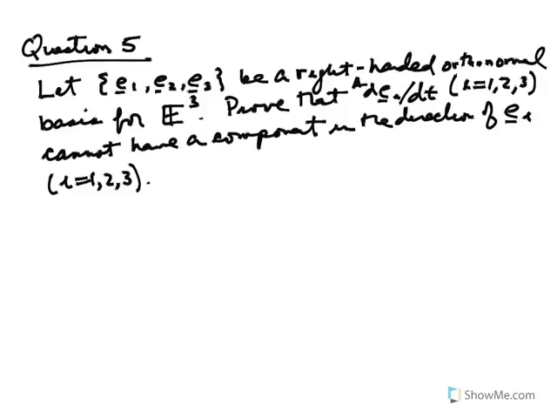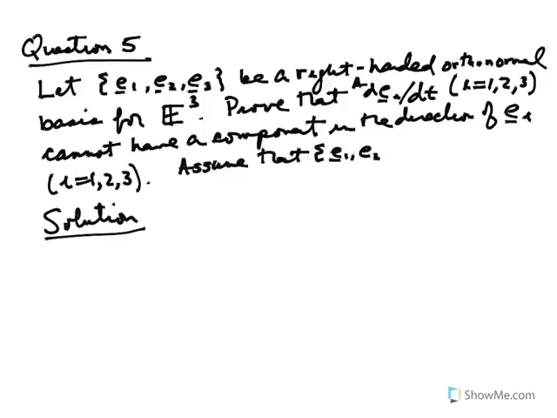Okay, so let's look at the solution to this problem. There are two ways to do this. And actually, we have to put one more thing here. We can write this: assume that E1, E2, E3 is fixed in B. So it's fixed in a reference frame B. That's actually part of the problem statement. So we can do this one of two ways.